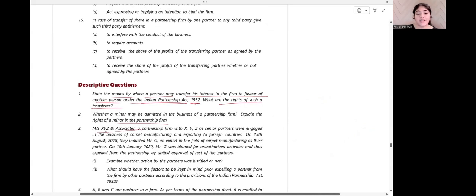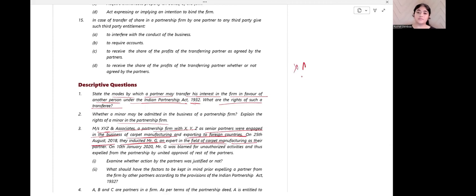Messrs. XYZ and Associates, a partnership firm with X, Y, Z as senior partners, were engaged in the business of carpet manufacturing and exporting to foreign countries. On 25th August 2018, they inducted Mr. G, an expert in the field of carpet manufacturing. Now, first we will process till here.